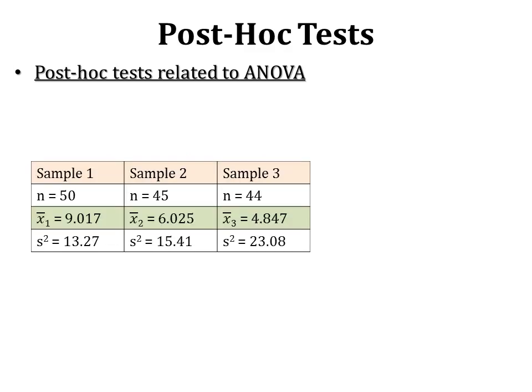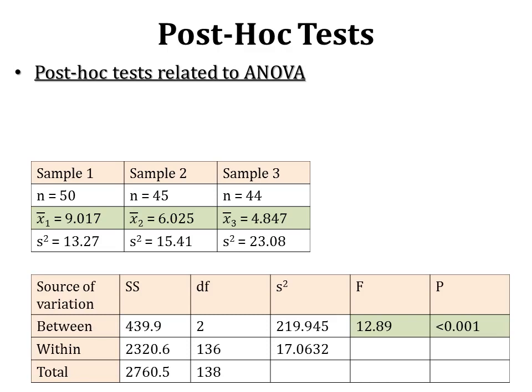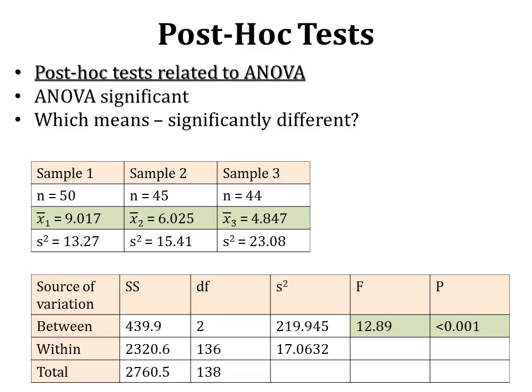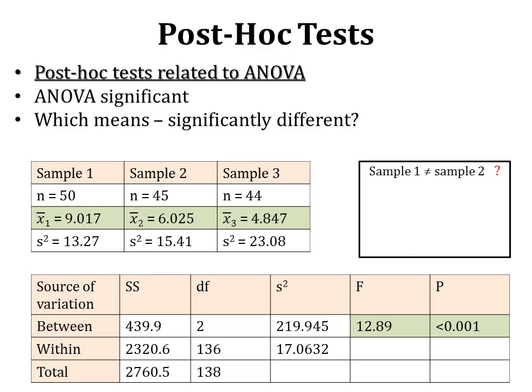Then we have another example of 3 samples, and here also you can see that the mean values are different, and when we performed ANOVA, we found out that these are very highly significantly different from each other. But which means are different, right? Is it sample number 1 and 2 which are highly significantly different from each other? Is it sample number 1 and 3? Or is it sample number 2 and sample number 3 which are significantly different from each other, right?